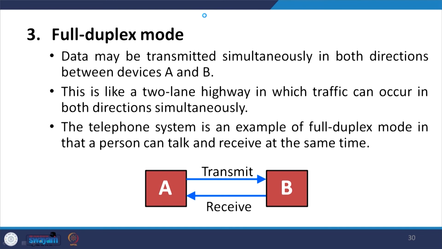in case of half duplex mode. In case of full duplex mode, data may be transmitted simultaneously in both directions between A and B. So, here in the full duplex mode, it could be either A to B, or we can also have B to A. This is like a two-lane highway in which traffic can occur in both directions simultaneously, and the telephone system is an example of full duplex mode, in that a person can talk as well as receive at the same time.